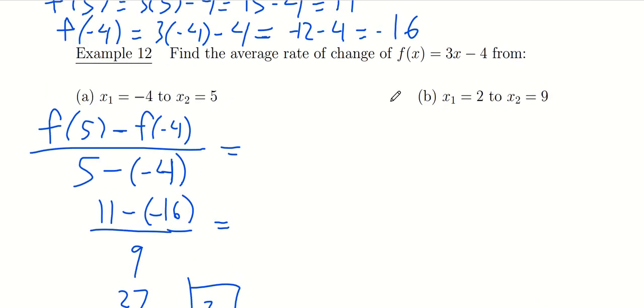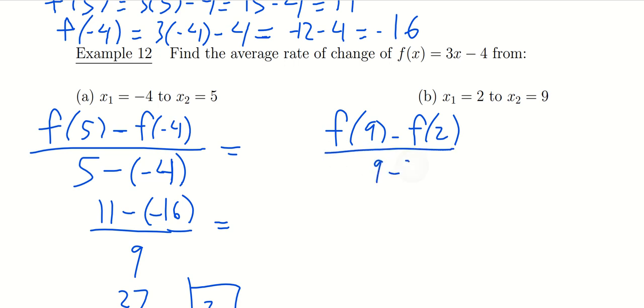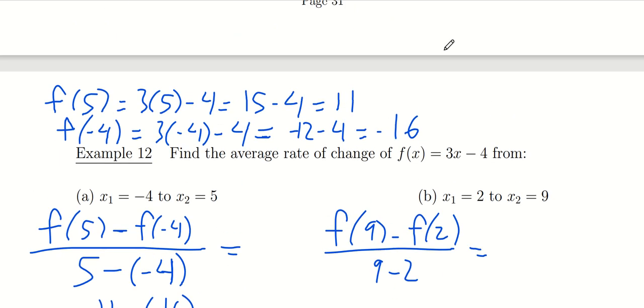Let's see if we can calculate the average rate of change of this function between 2 and 9. Again, this is going to be f of x2 minus f of x1, all divided by x2 minus x1. 9 minus 2 we know is 7. In the numerator, we do have those function values to work out. Let's work those out.